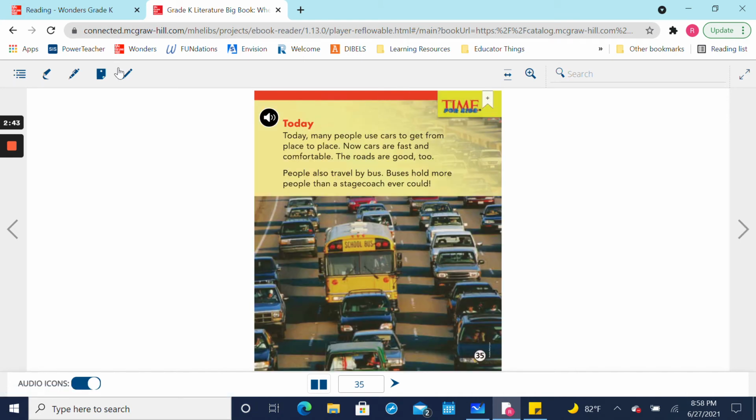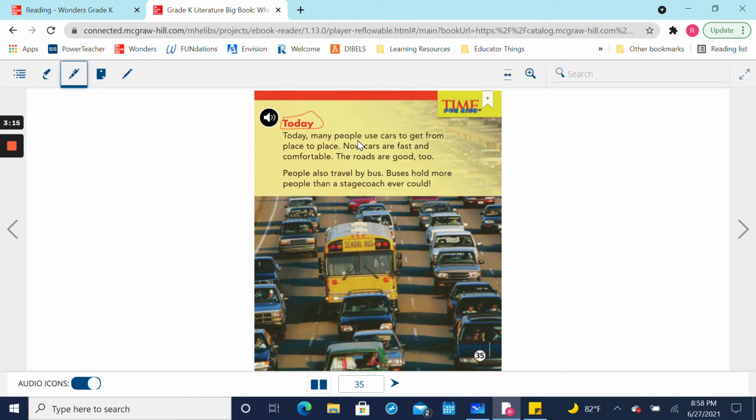Today, wait a second. I can see that this word right here is in red. It is bigger than the other words, and it is sitting all by itself. So now I know that the next section that I read is going to be telling me all about today. So let's read about how people travel today.